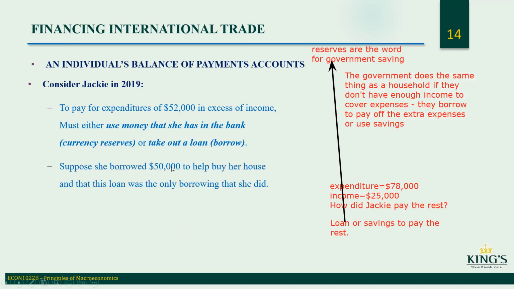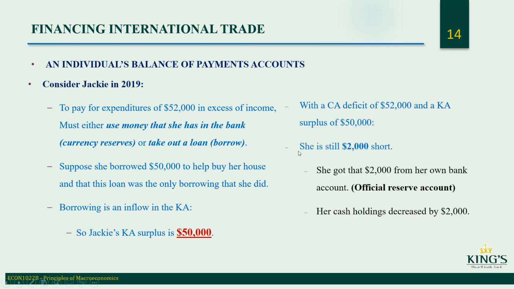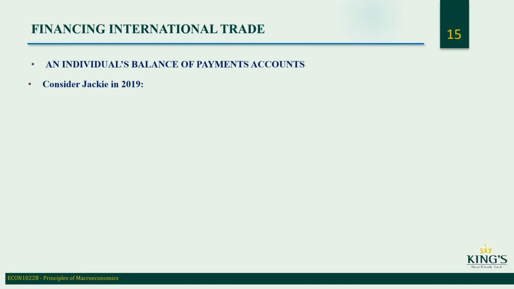Here, suppose she borrowed $50,000 to help buy her house, and this loan was the only borrowing she did. So she would have to find the other $2,000 probably through savings in that case. So she's still $2,000 short, so she got it from her own bank account. She covered $50,000 through borrowing and then $2,000 through savings. That's usually what happens. They cover part of it through savings and part of it through borrowing.